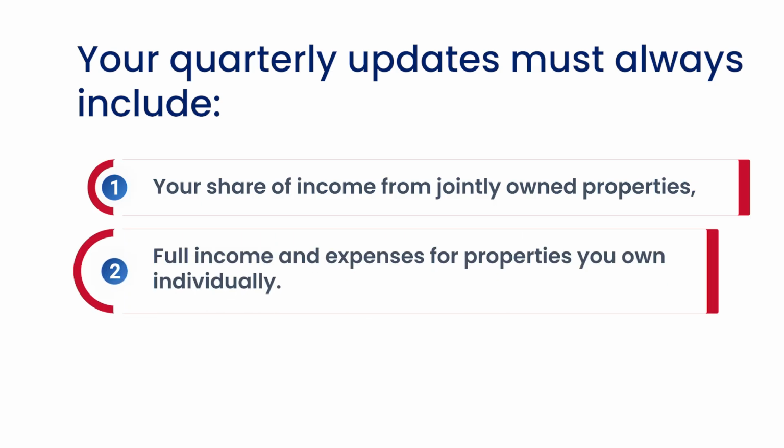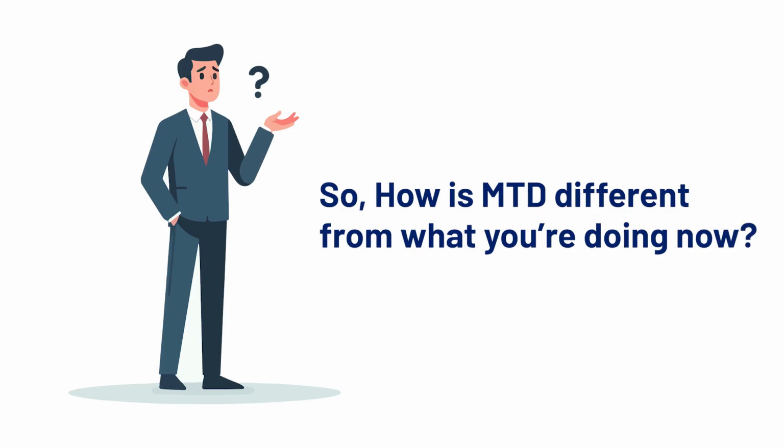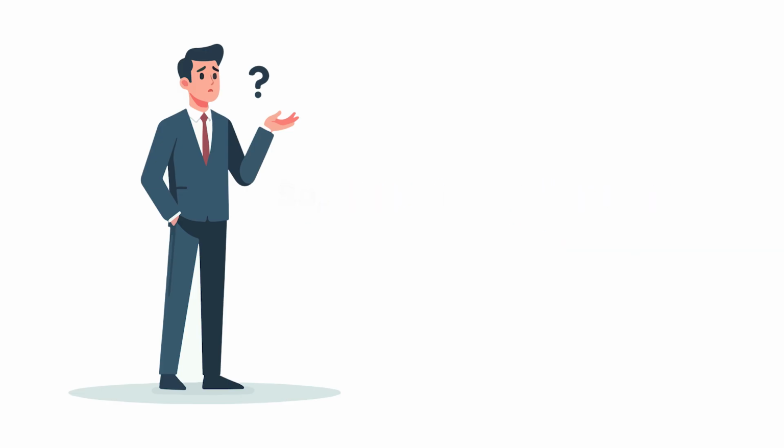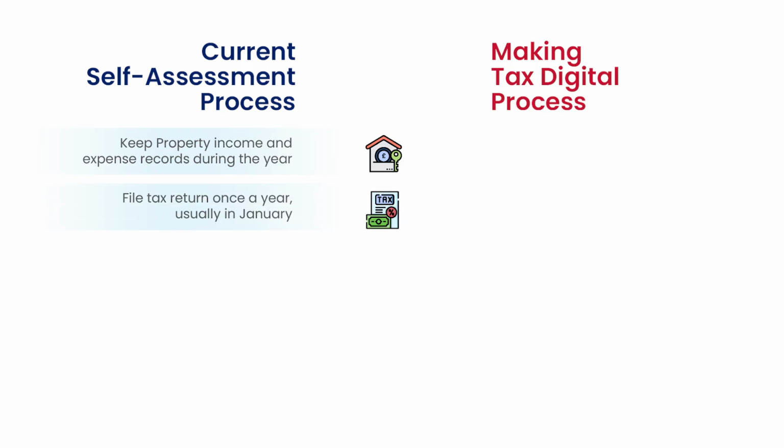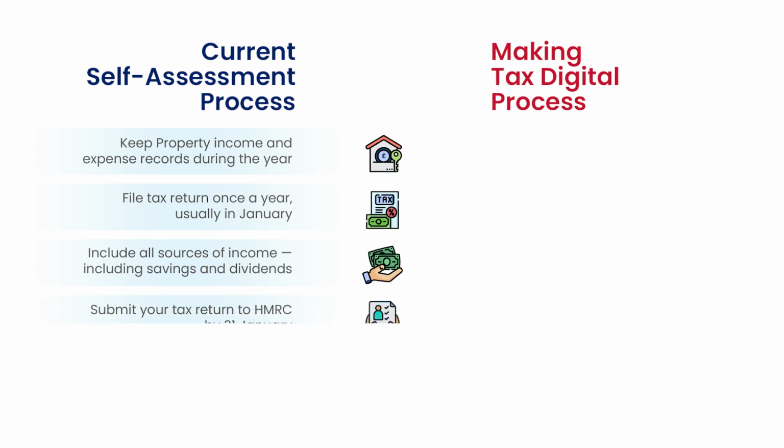So how is MTD different from what you're doing now? Let's compare. Current self-assessment process. Keep property income and expense records during the year. File tax return once a year, usually in January. Include all sources of income, including savings and dividends. Submit your tax return to HMRC by 31st January. Pay any outstanding tax by 31st January.